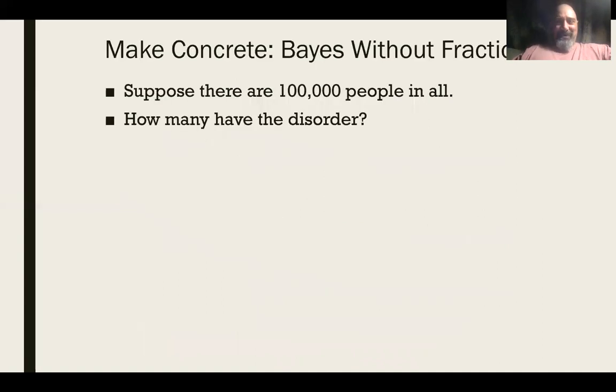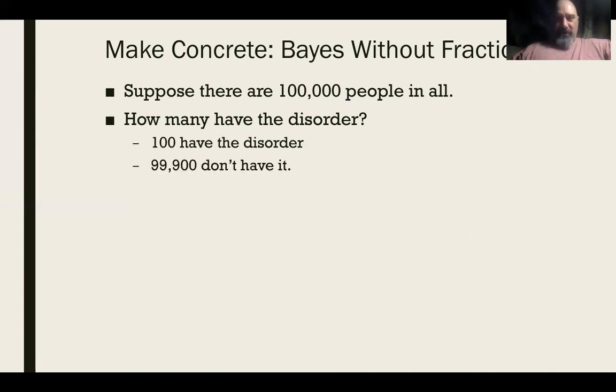Let's just look at it quickly from another point of view. Let's make it concrete, not even think in terms of proportions or fractions. Let's just suppose there are 100,000 people, and we'll break it down. We'll use the proportions, but we'll think with how many people are in different situations, right? So if 100,000 people have it in all, then 100 have the disorder, right? If it's 1 in 1,000, and so 99,900 do not have it.